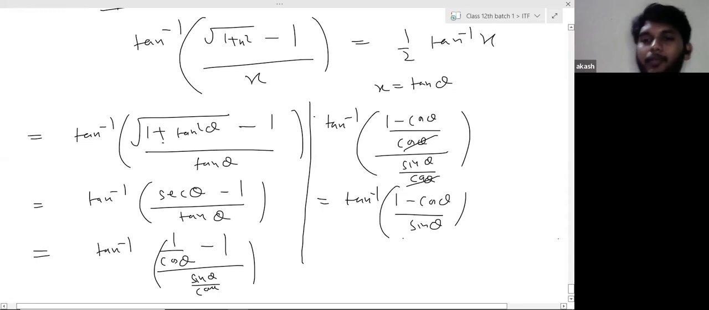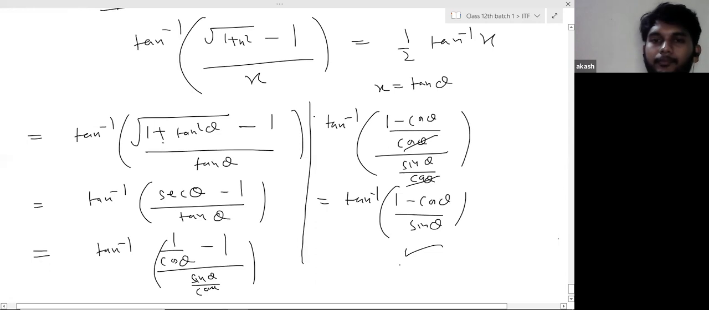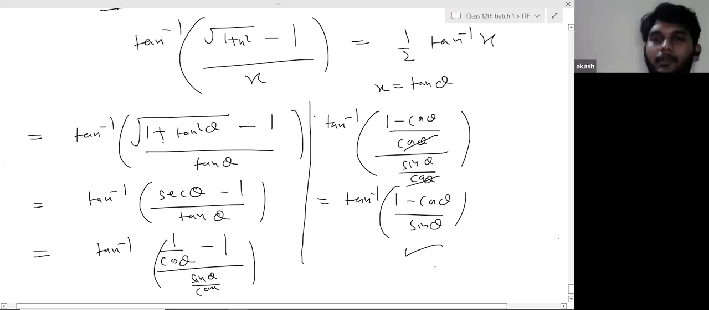So again, what we can do here? This question we have already solved in the class. 2 sin theta, 2 sin square theta by 2. Absolutely right.